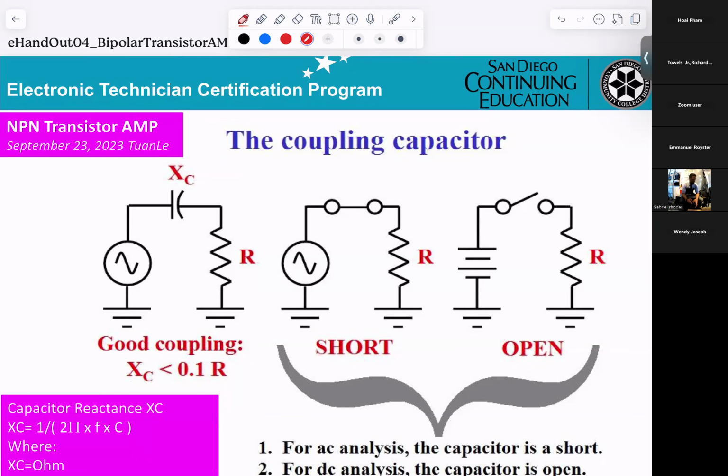Okay, first thing you have to understand about the capacitor. You see that capacitor here, okay? And now, the capacitor will be dealt with either in DC circuitry or AC.